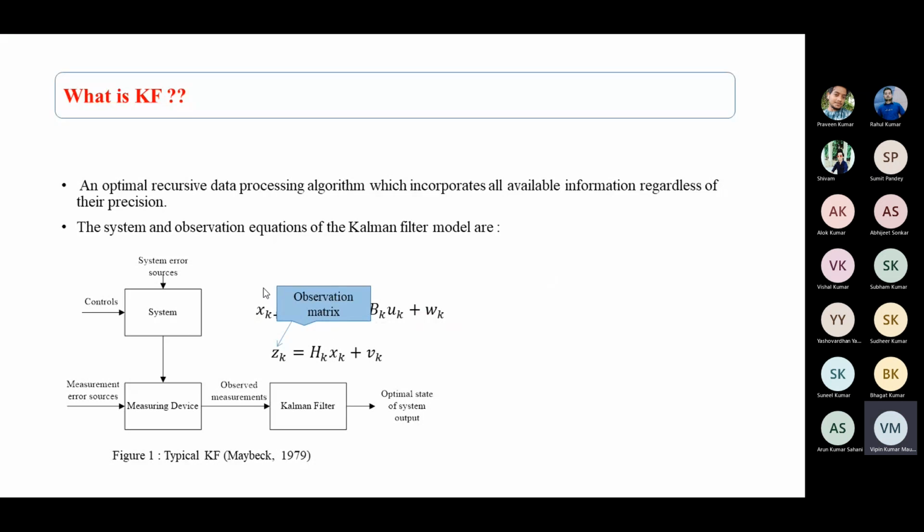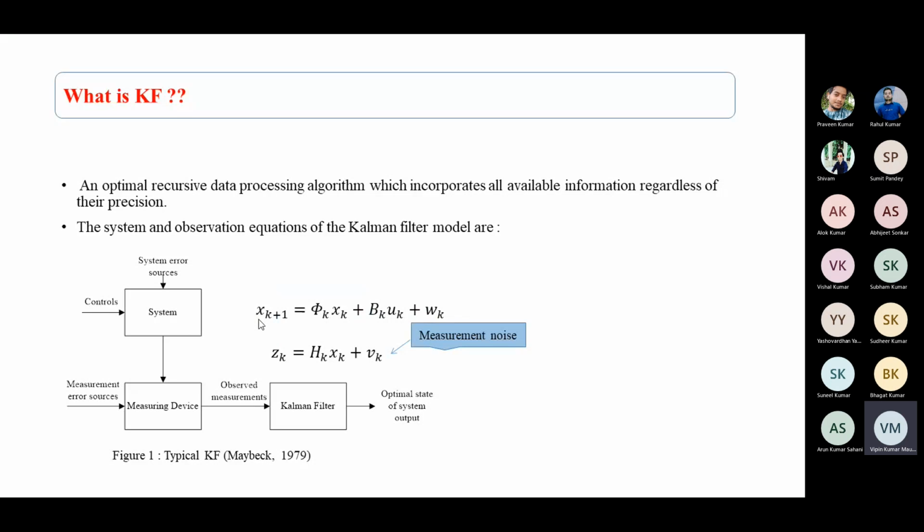If we look at the next equation, zk is the observation matrix. Hk is the design matrix, you know about it. And this is the residual, or you can say measurement noise. Whatever measurements you are having, it is the measurement noise.